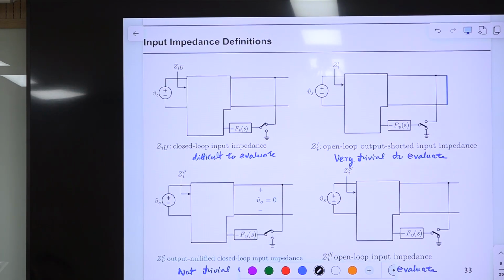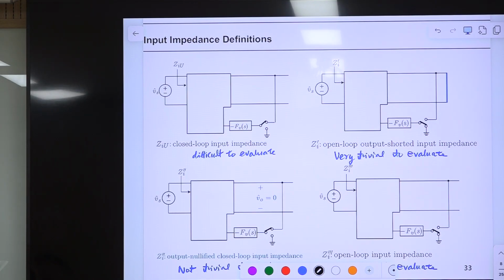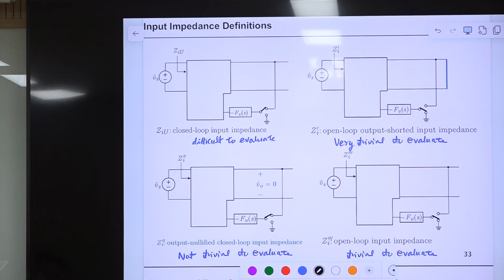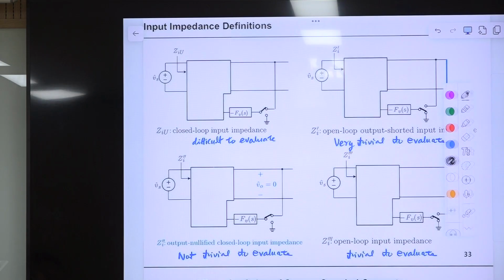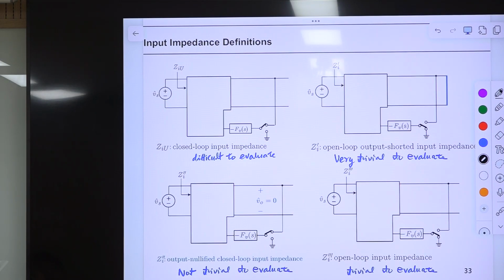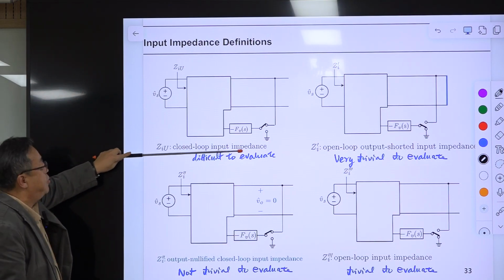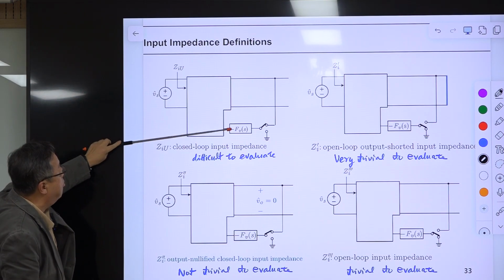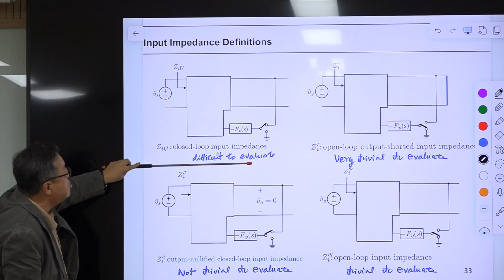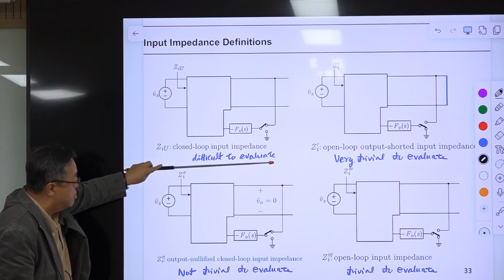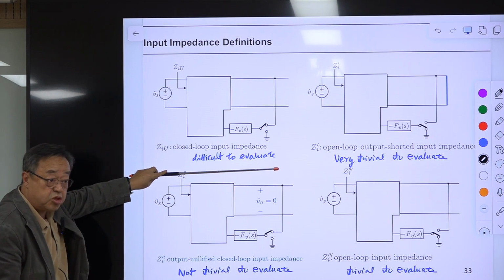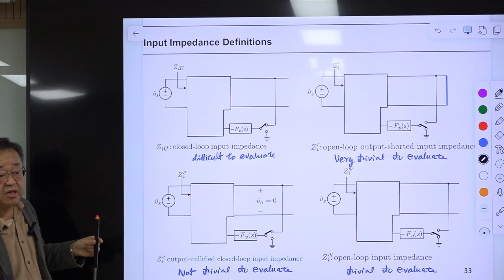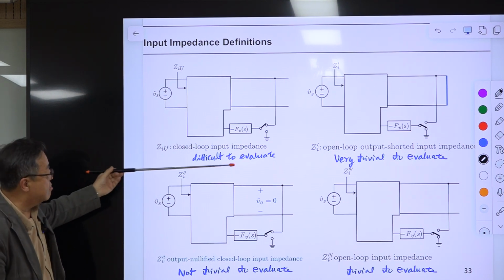Okay, so I summarize the GIs here. So in this analysis, we have 4 different ones. GIU, closed loop input impedance of uncoupled converter. So this is difficult. This is rather difficult. Looks simple, but it's not easy. Okay, it's not easy.